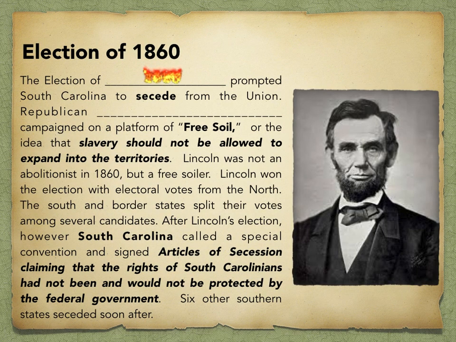The election of 1860 prompted South Carolina to secede from the Union, and Republican Abraham Lincoln campaigned on a free soil idea that slavery should not be allowed to expand into the territories. Lincoln was not an abolitionist in 1860, but a free soiler. I'll say that again. He was not for the abolition of slavery, but he was a free soiler. So he felt like slavery should not be allowed to expand into the territories. He didn't say abolish slavery.